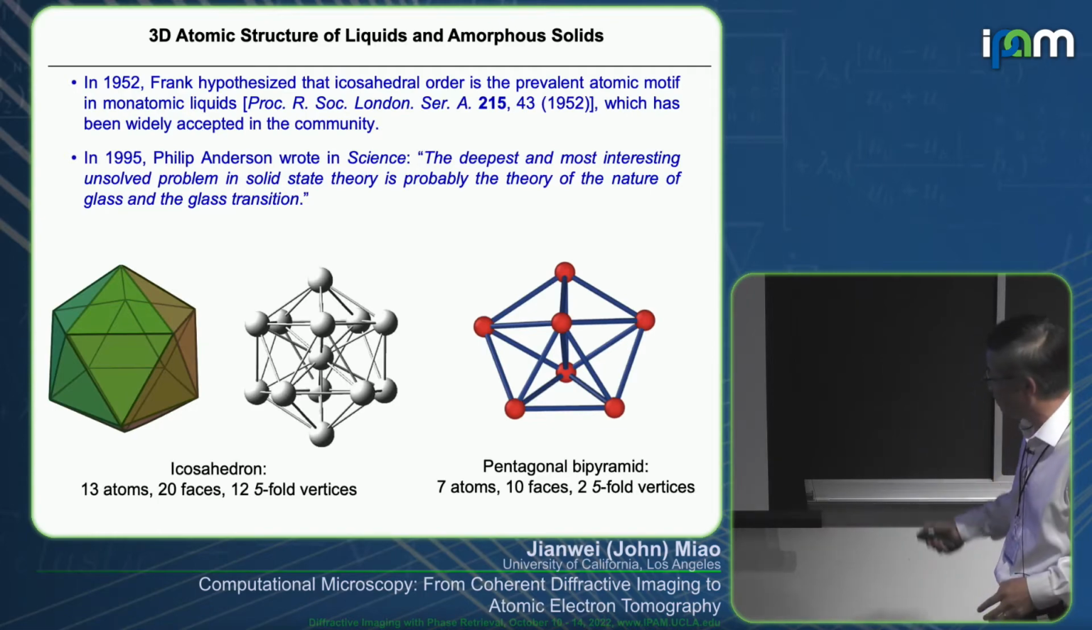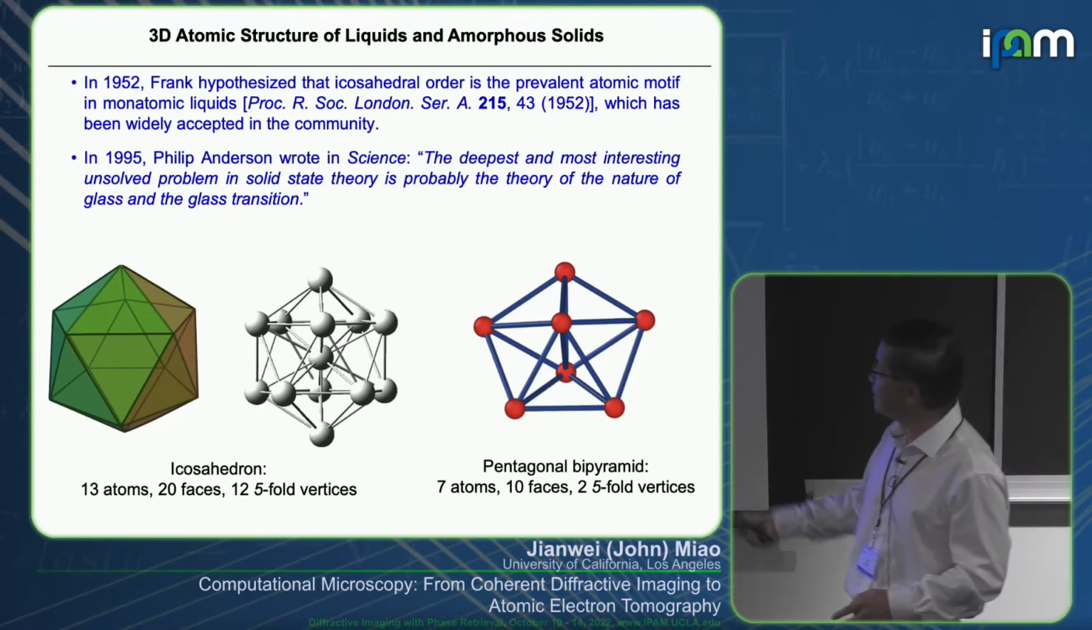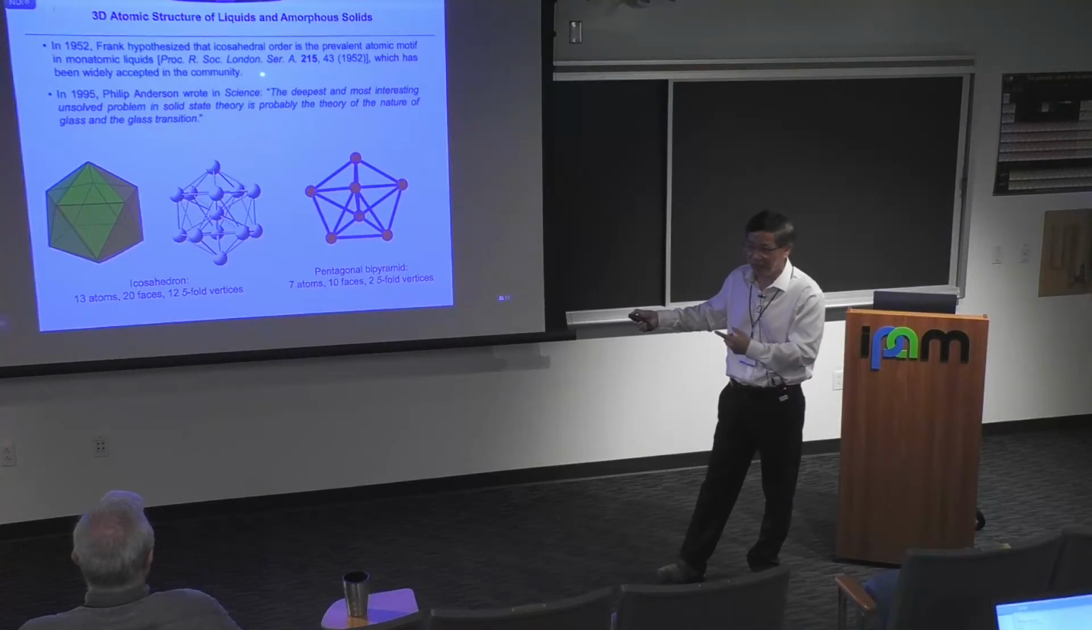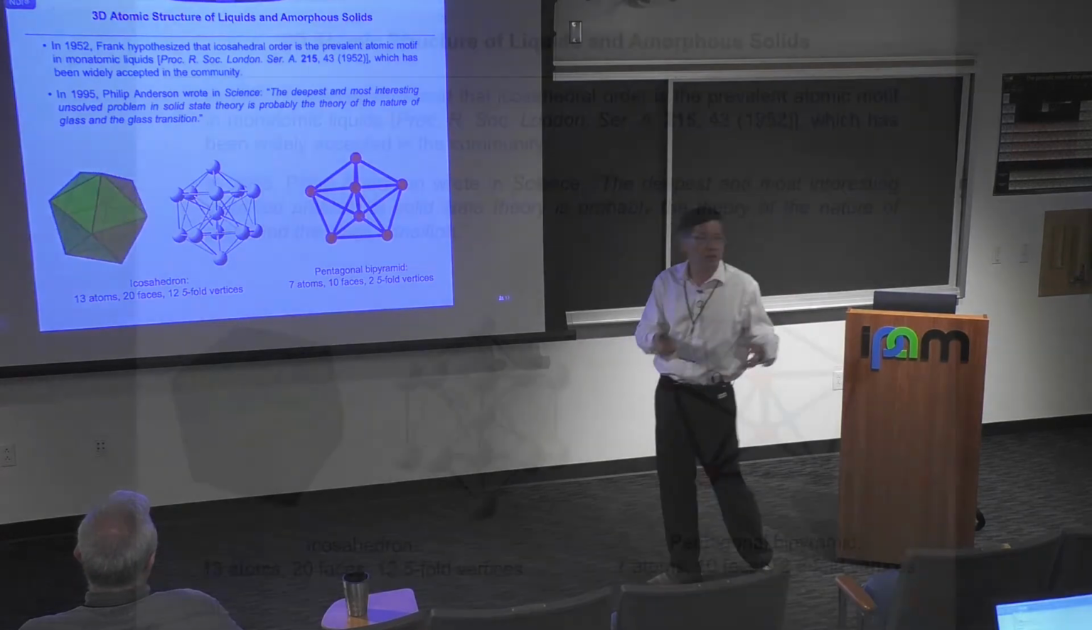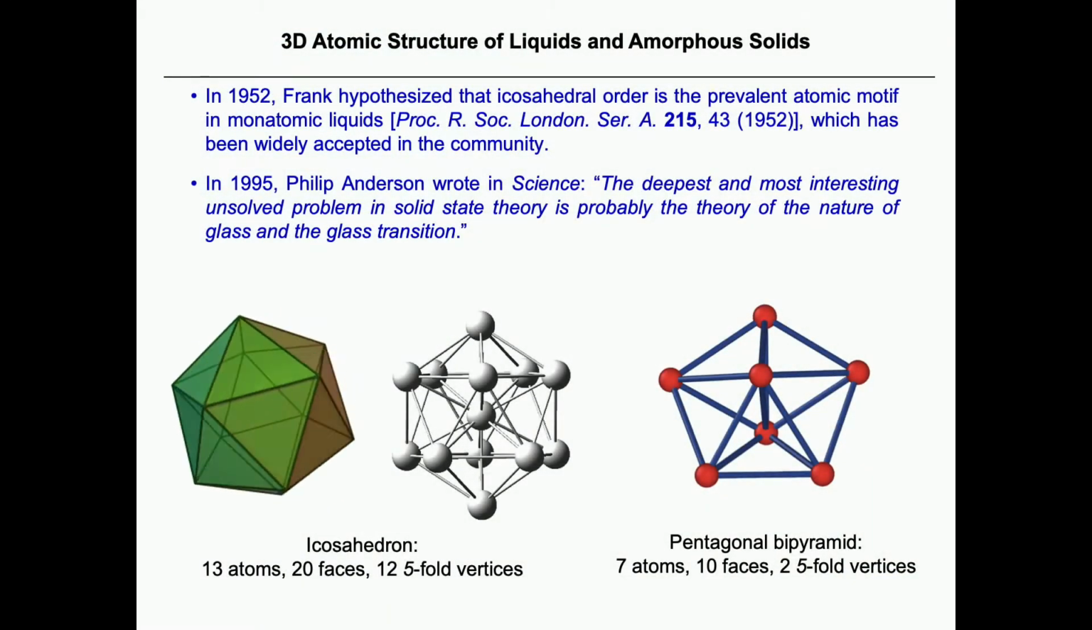This is going to come back. Frank's hypothesis became a classical paper, very well cited. Here is the icosahedron. The icosahedron has a symmetry found in nature. A lot of viruses use icosahedral order.